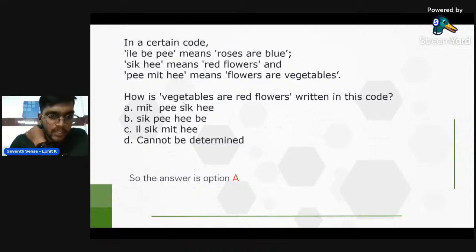So all these sentences are present in this coded message, which you have to find out. That means P, double E, MIT, and HEE will be there, right? You just need to calculate for red. And how can you calculate for red here? Just compare the last and second sentence, the second and third sentence. You will get the answer for flower. The rest of the letters will be for red here. So what is red? Red will be represented as SIK. So when you include all those coded messages, you'll get the answer as MIT, PWE, SIK, and HEE.